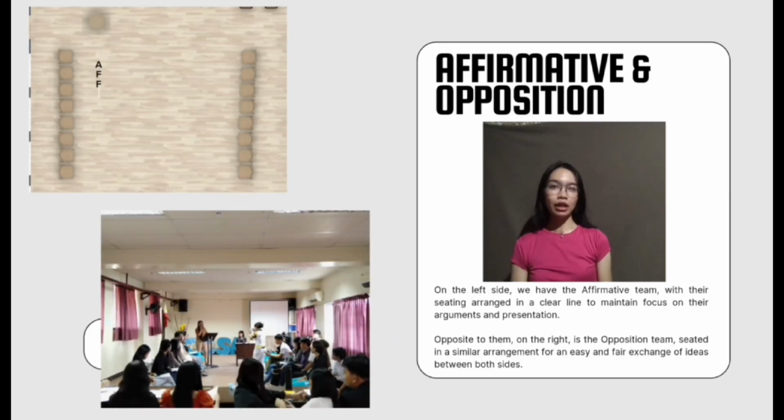On the left side, we have the affirmative team with their seating arranged in a clear line to maintain focus on their arguments and presentations. Opposite to them, on the right, is the opposition team, seated in a similar arrangement for an easy and fair exchange of ideas between both sides.